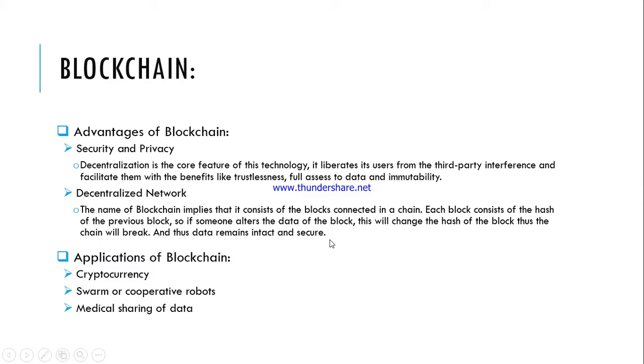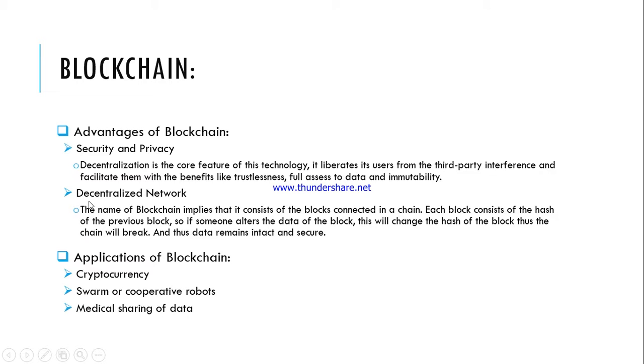There are many advantages of the blockchain which we have discussed thoroughly in our paper, but here we will discuss the main two that make it different from the centralized system. Number one is security and privacy. Decentralization is the core feature of this technology. It liberates the user from third-party interference and facilitates them with benefits like trustlessness, full access to data, and immutability.